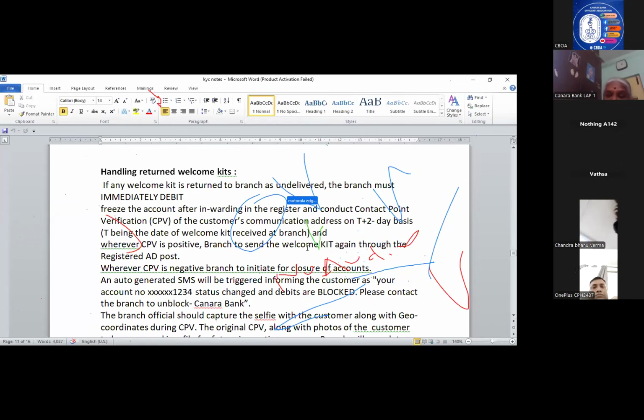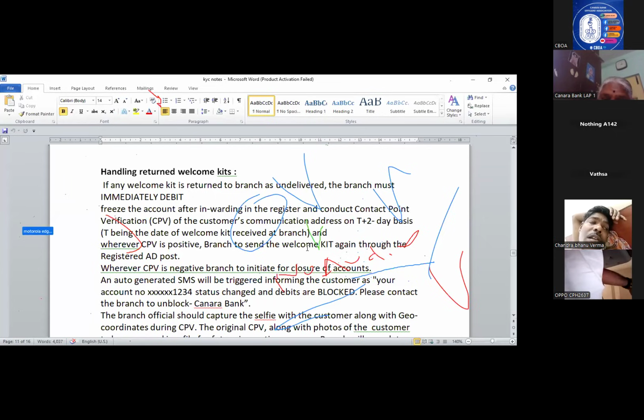Whenever we open an account, a letter from the circle office goes to the customer. NF 154, Thanksgiving letter, welcome kit. Everything goes to the customer from the circle office or head office. Okay. And many times, half of the letters come back to the branch saying that the address is wrong or the person is not there. And what are we doing with those letters? We just put them in one corner. We don't even take care of that.